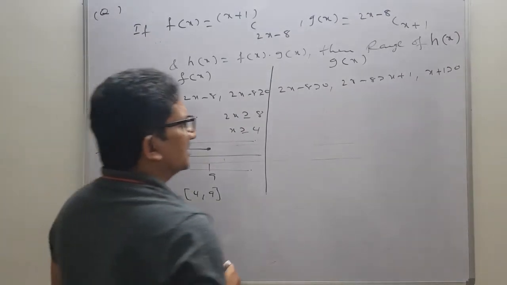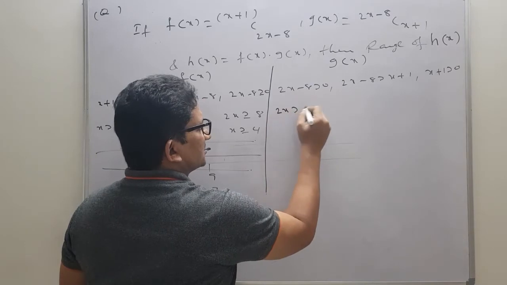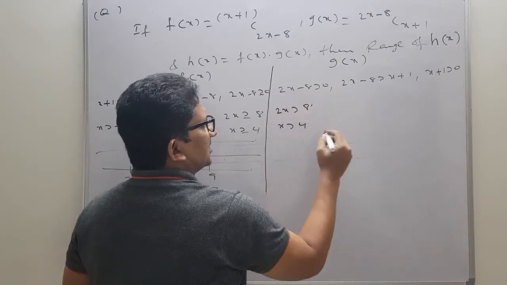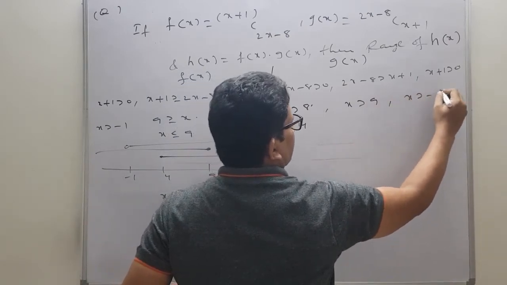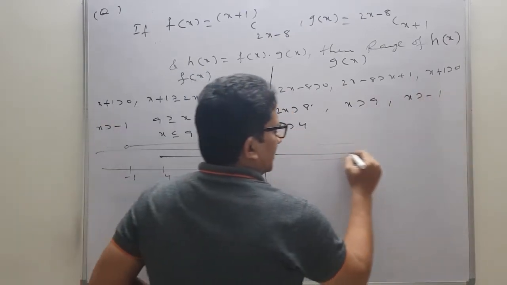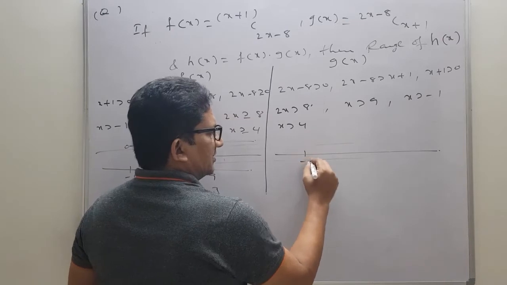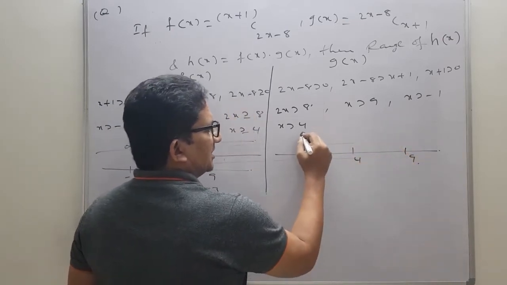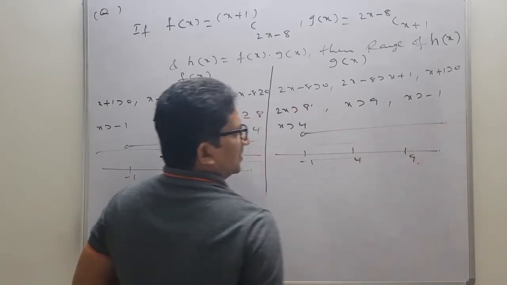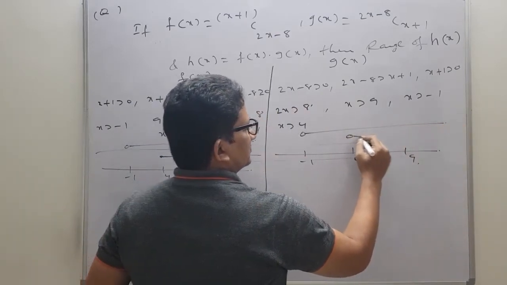Now when 2x minus 8 is greater than 0, 2x is greater than 8, x is greater than 4. And here we will get x is greater than 9 and x is greater than minus 1. We will plot them on the number line. So again minus 1, 4, 9. So x is greater than minus 1. x is greater than 4.